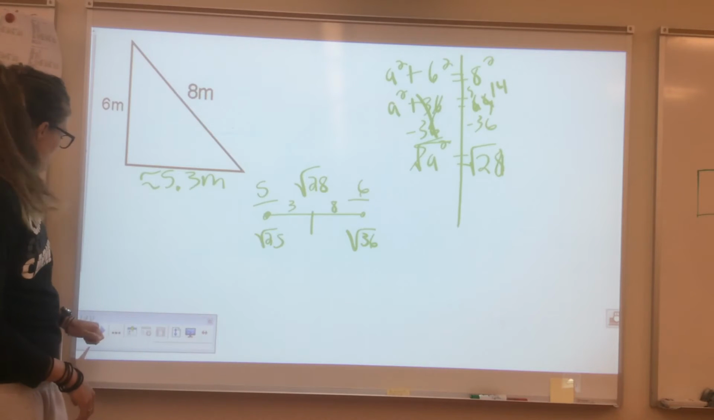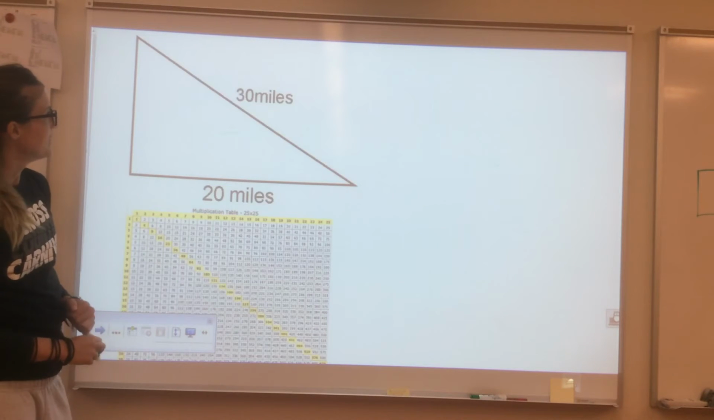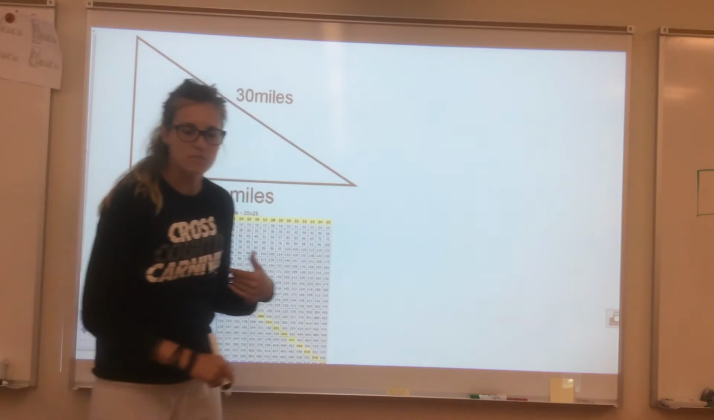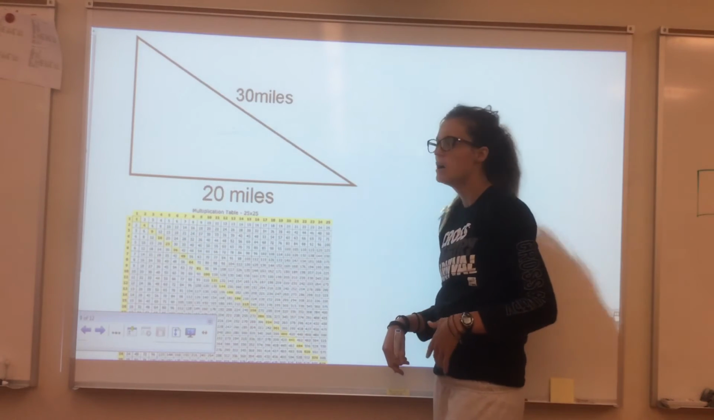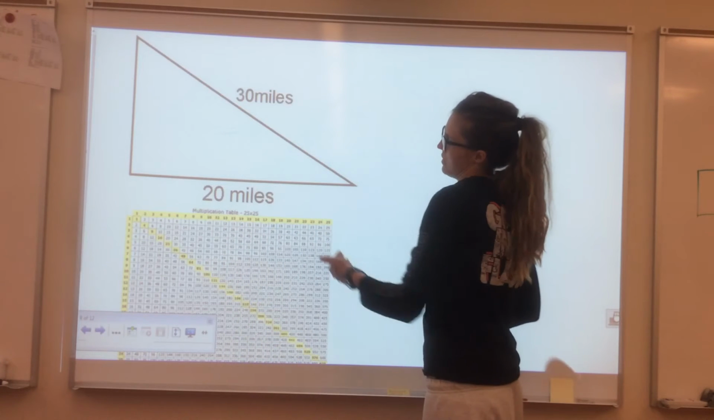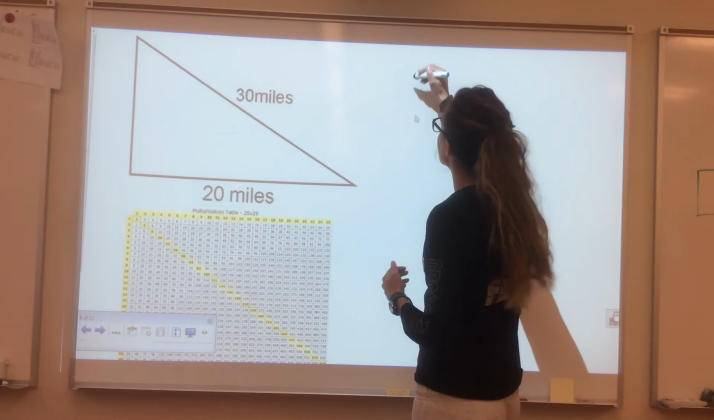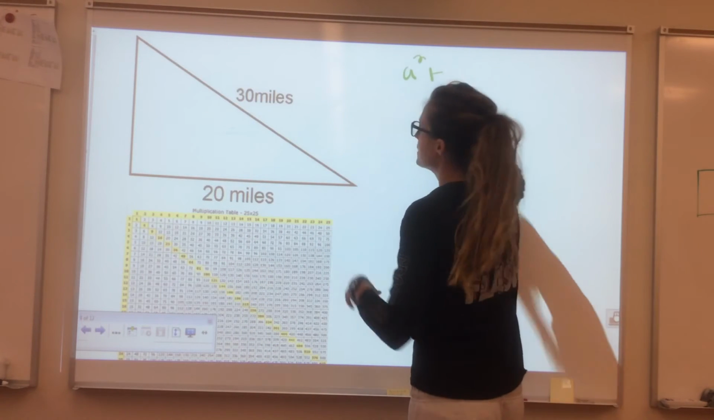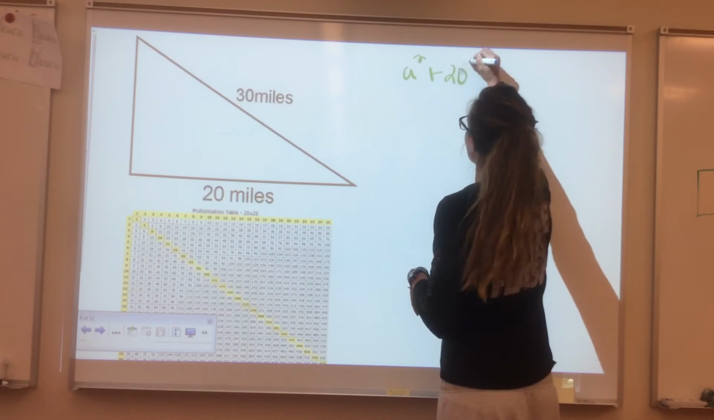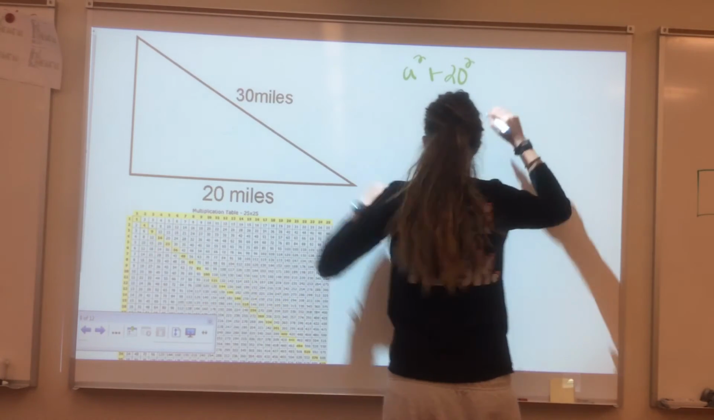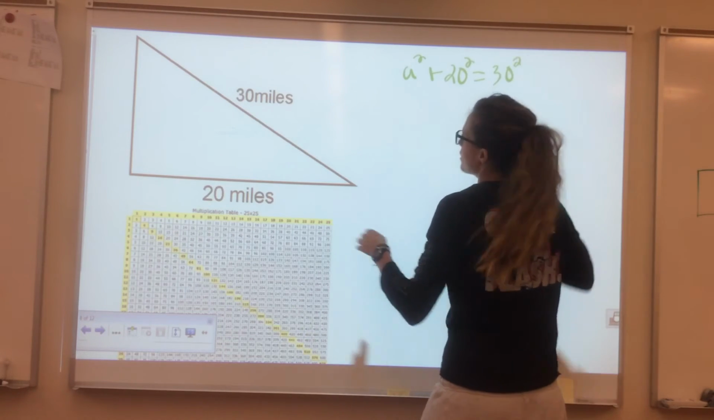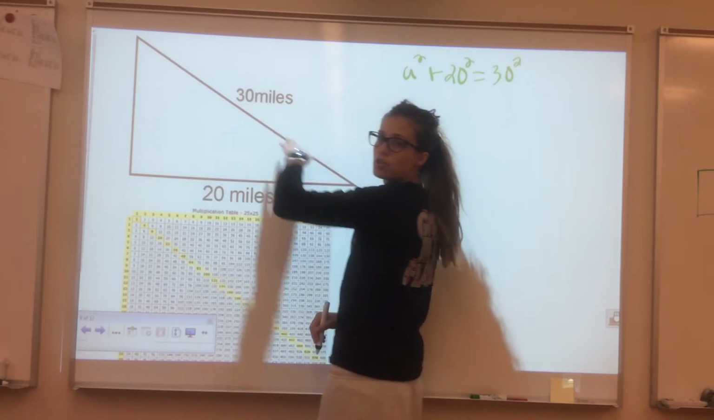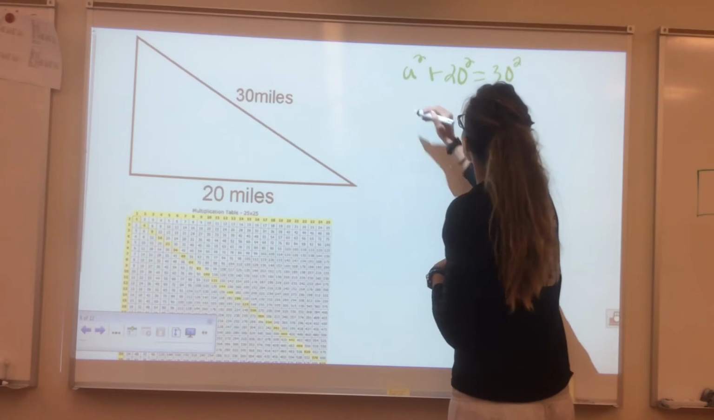There we go. Next, I have incorporated some larger numbers. Now you do have your multiplication chart to help you. That's why I have this picture below. 30 miles, 20 miles. So we're going to substitute A squared plus 20 squared, because 20 is one of the sides, and then our hypotenuse and longest side is 30 miles. So this side should not be longer than 30 miles.